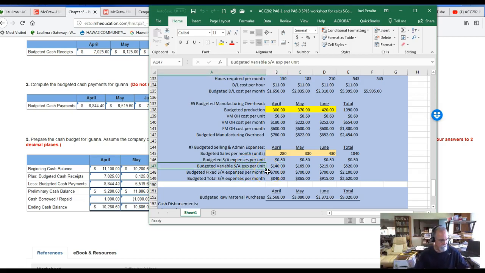I just noticed that this is not per unit. This is per month. Yeah, per month.